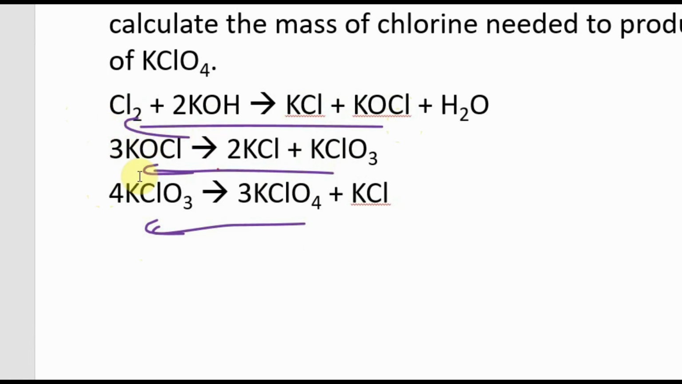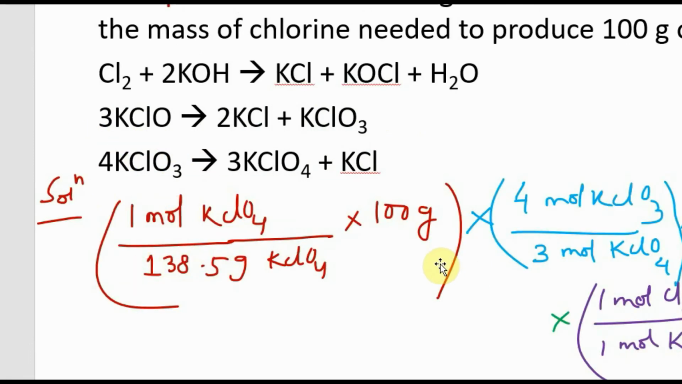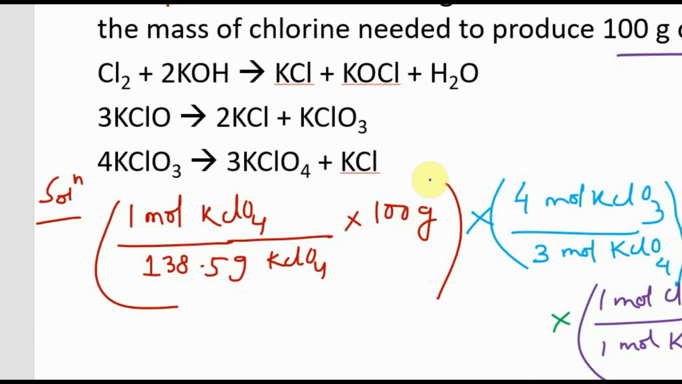So the same thing can be written in dimension analysis from leftwards, starting from here. The number of moles of KClO4 is given here: 100 by its molecular mass 138.5. So 1 mole of KClO4 by its gram molar mass into the actual mass given, which is 100. This is the number of moles of this final product. We are going leftwards. So 4 by 3.